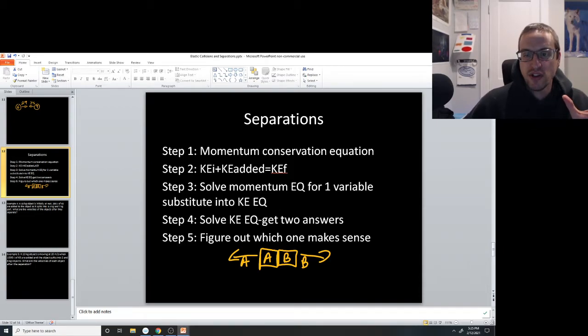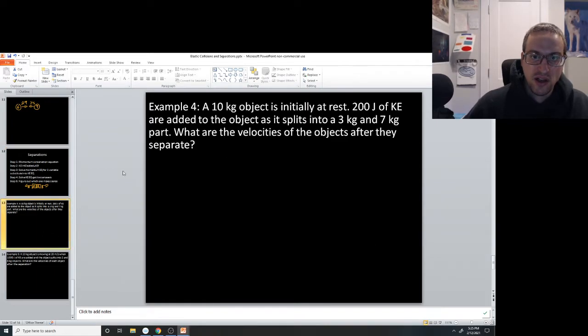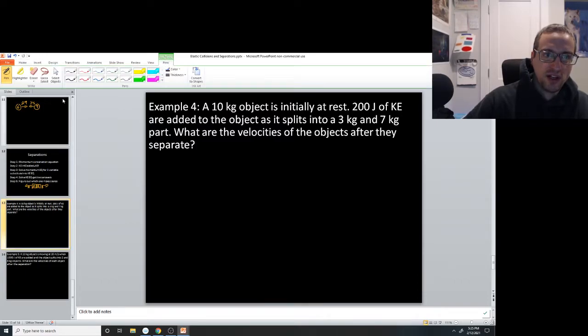The big difference is that neither of those answers is going to be the starting velocity. They're both going to be some unknown value, and you've got to figure out which one makes sense. Sometimes it won't matter, and sometimes it will matter. We'll do an example of both here, but sometimes, depending on how the object's configured, only one of the options actually physically makes sense, and I'll explain that as we get to it.